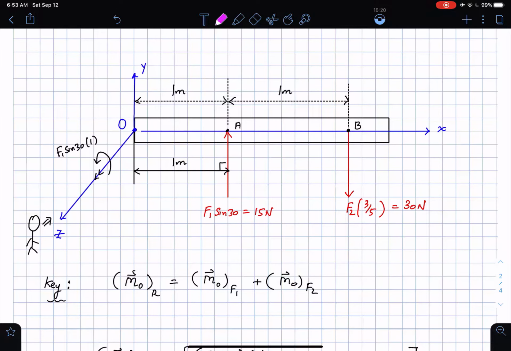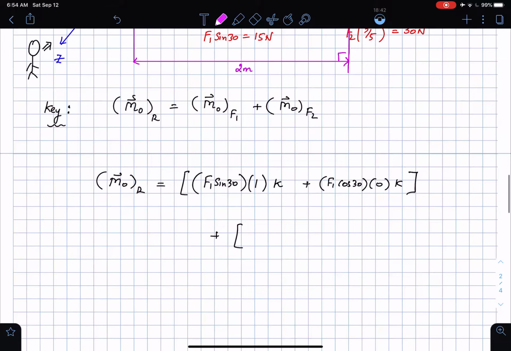Draw a line parallel to the force F2. Okay, I'm going to extend the line of action of this force here with your permission. And then all the way from the line that you have drawn to this line of action, which has been extended, is going to be 2 meters, and that is the perpendicular distance. Okay, and then the moment is going to be F2 times 3/5 times the distance of 2 meters.